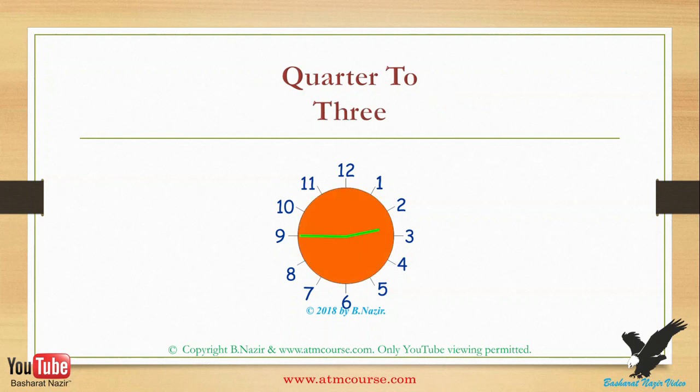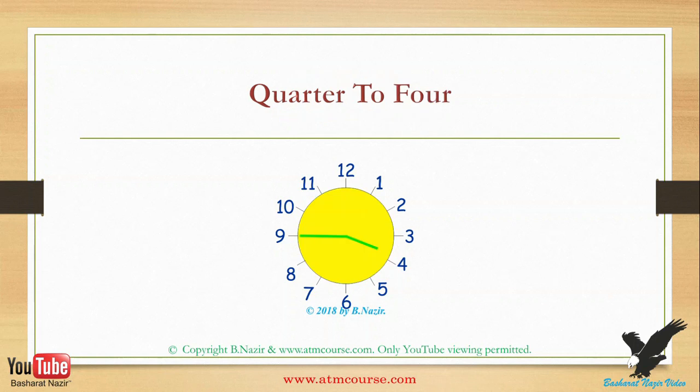This clock is showing quarter to 3, because the big hand is pointing to 9 and the small hand is close to 3. Now you say, quarter to 3. This clock is showing quarter to 4, because the big hand is pointing to 9 and the small hand is close to 4. Now you say, quarter to 4.